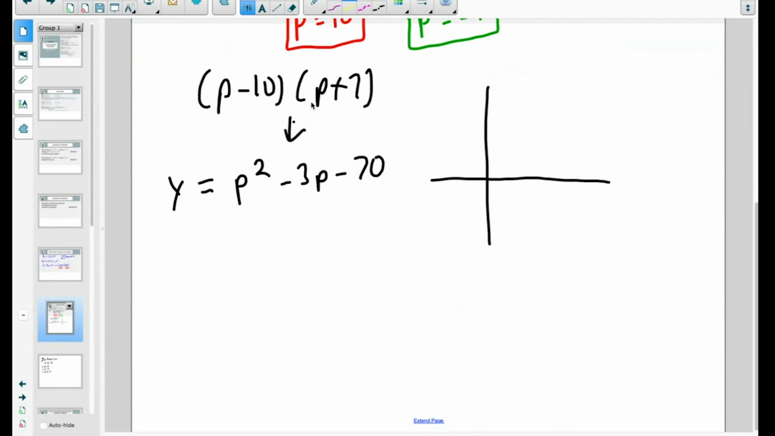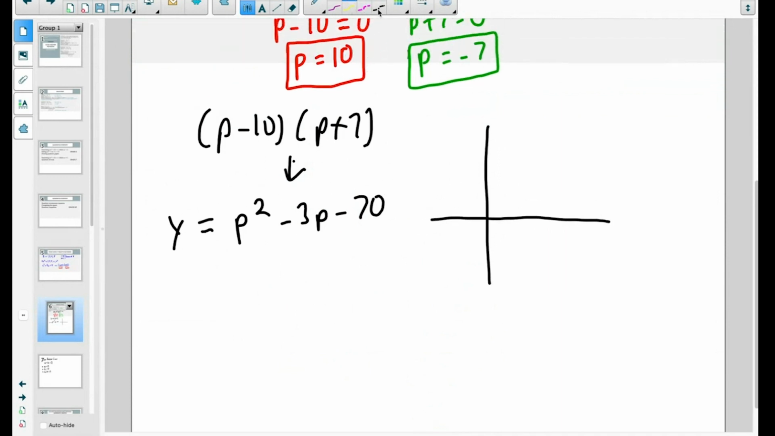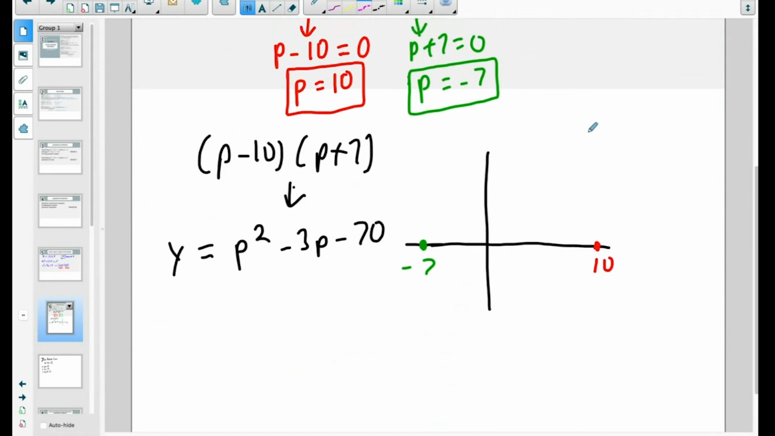And I know that these two solutions that we found, so p is equal to 10 and p is equal to negative 7, so let's put positive 10 right here, and this isn't going to be to scale, but we'll put a negative 7 over here. These two are actually going to be my x-intercepts of that graph.